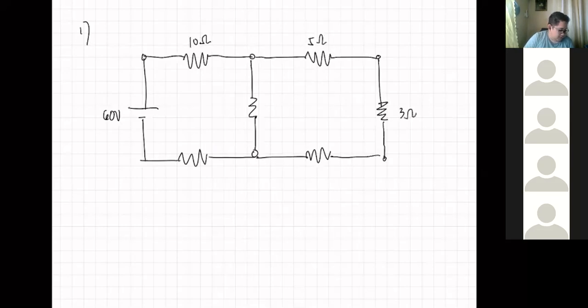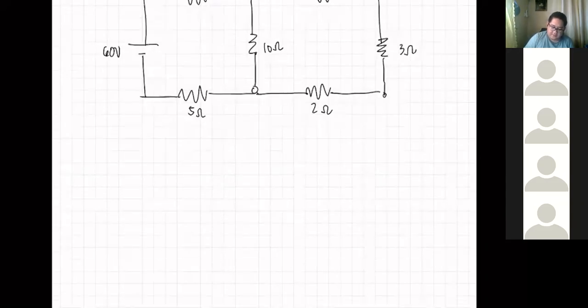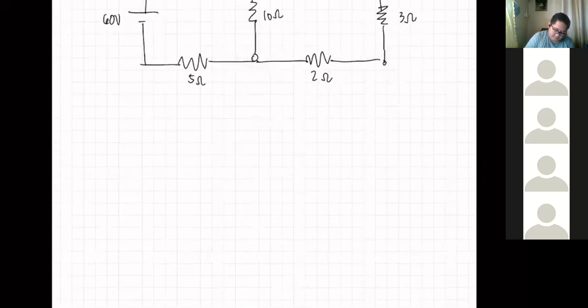3 ohms, ito 10 ohms, ito ay 5 ohms, and 2 ohms. Okay, so yan yung first one. Pangalawa.